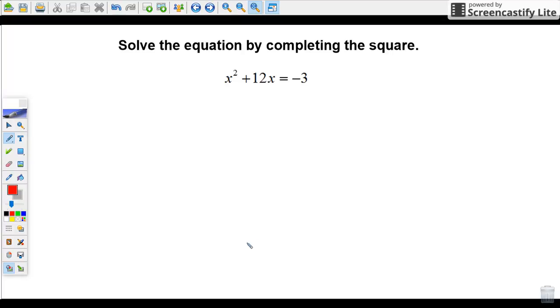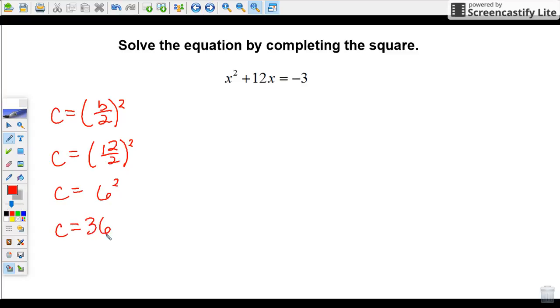x squared plus 12x equals negative 3. Again, I start by finding my c value. b divided by 2, squared. b is 12, so I'm doing 12 divided by 2 squared. 12 divided by 2 is 6, so 6 squared. My c value is going to be 36. So I'm going to add c to each side. Plus 36 equals negative 3 plus 36.